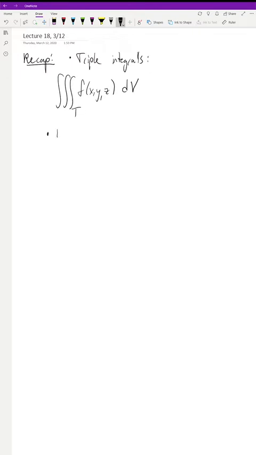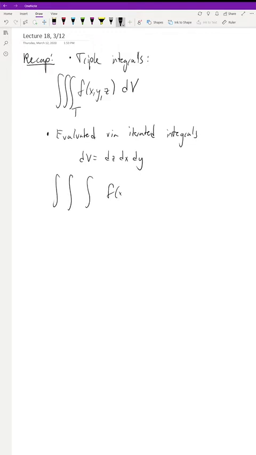They're evaluated the same way, using iterated integrals. Once you choose an order of integration, say for example dz dx dy, you put in your f(x, y, z) dz dx dy. The hardest part is always finding the bounds for these integrals. In principle, doing the integral at any given point is just a single variable integral, one at a time. If you remember your Calc 1 or Calc 2, you're not going to have too much trouble. But it's usually finding the bounds that's the hardest part.